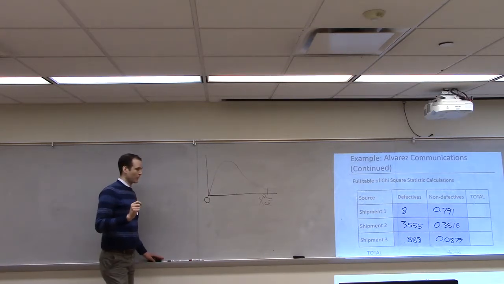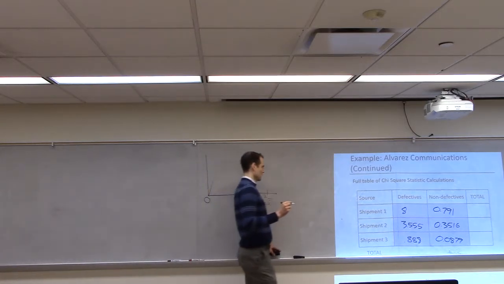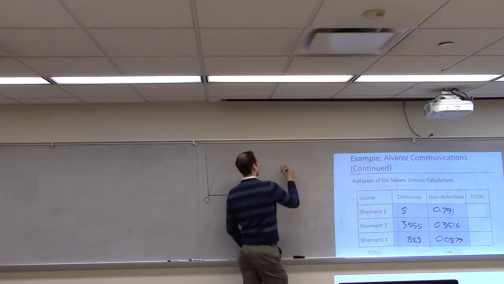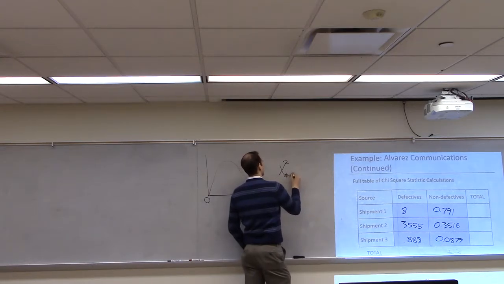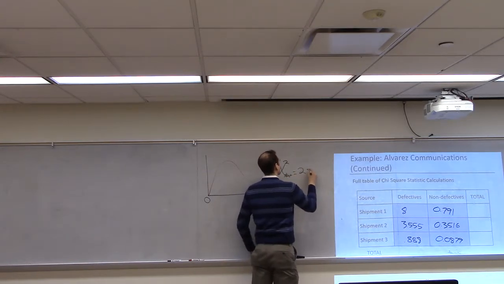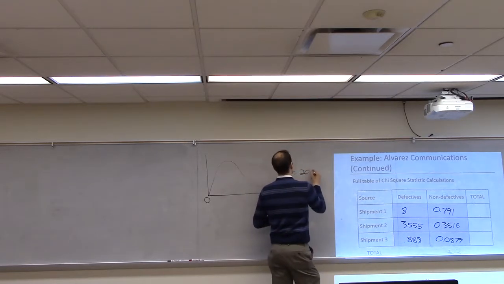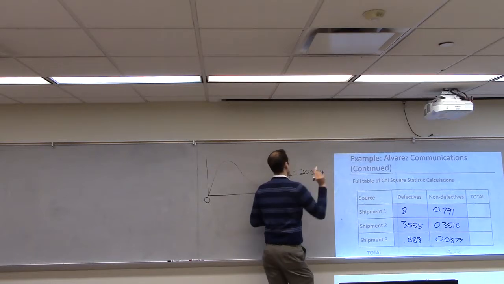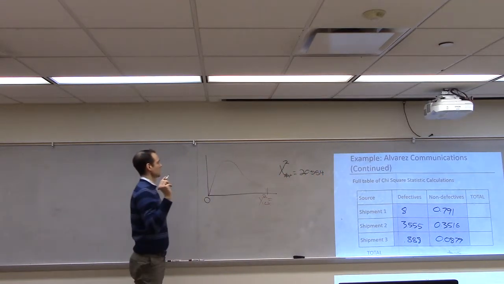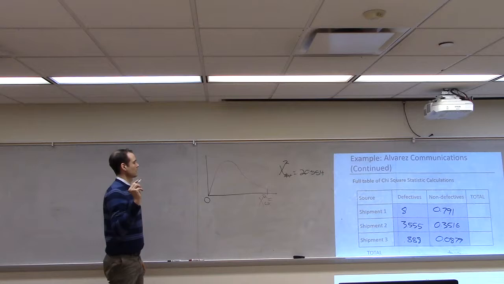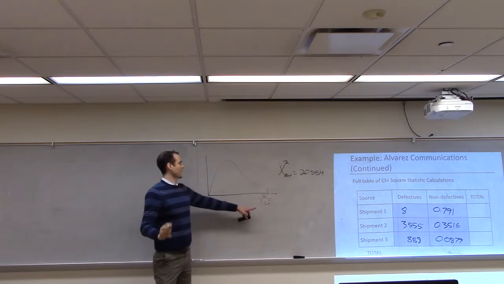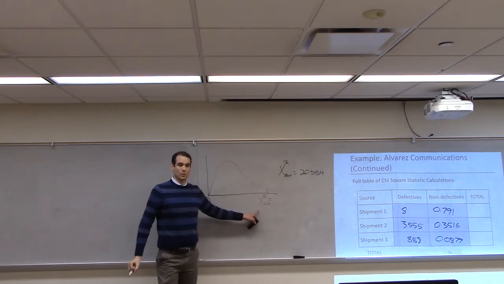Okay, what do they all add up to? 20.884. So our chi-squared test statistic equals 20.884. Okay, good. Alright, what is our chi-square critical value?